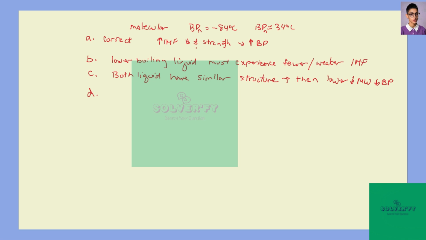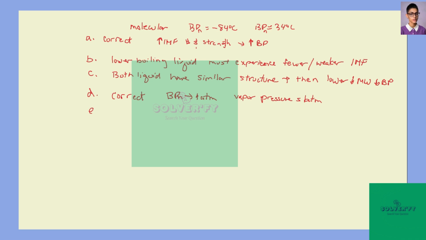Question D says the two liquids have identical vapor pressures at their normal boiling point, and this is correct because by definition, the normal boiling point is the boiling point at 1 atmosphere or 760 millimeters of mercury, and the boiling point is also the point at which the vapor pressure is equal to the atmospheric pressure. So if we're at the normal boiling point, then we are at 1 atmosphere, and therefore the vapor pressure is 1 atmosphere for both of them.